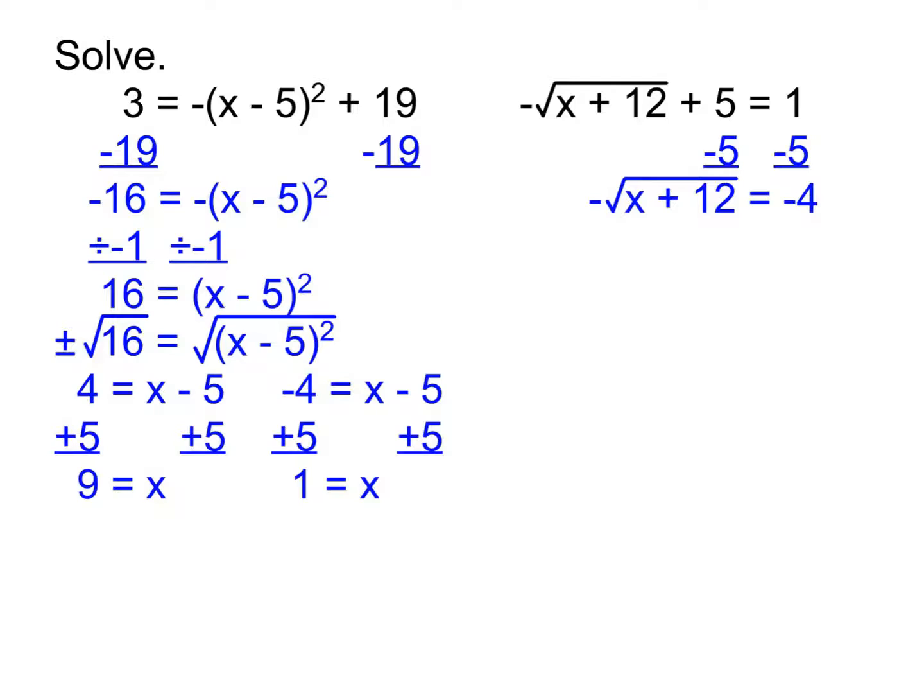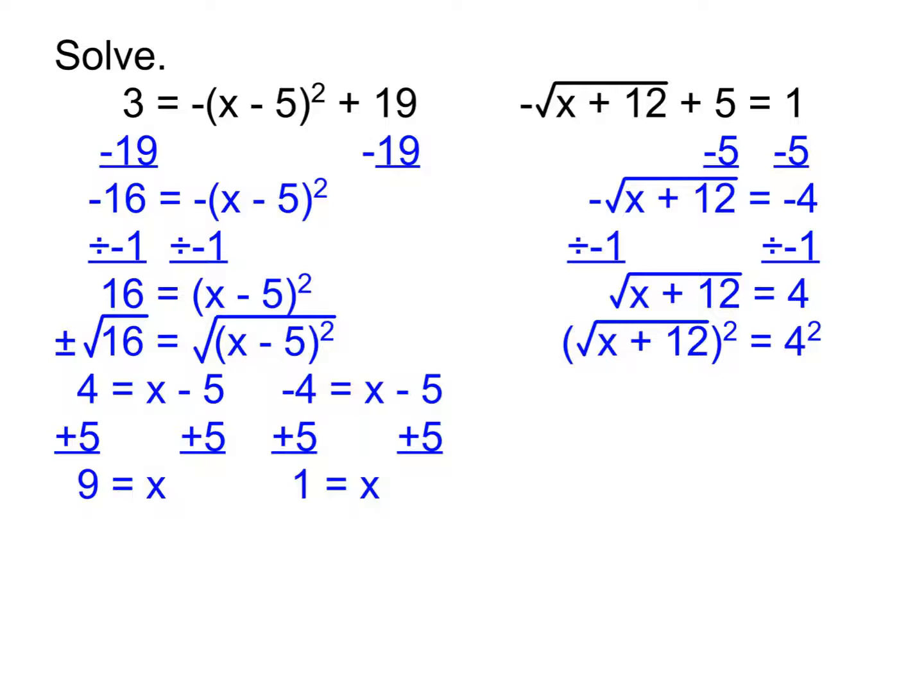We should have that down now, right? We divide both sides by the negative 1. And so I now have the square root of x plus 12 equals 4. Now I can get rid of the square root. What undoes a square root? Squaring it, yeah. And so I square both sides.